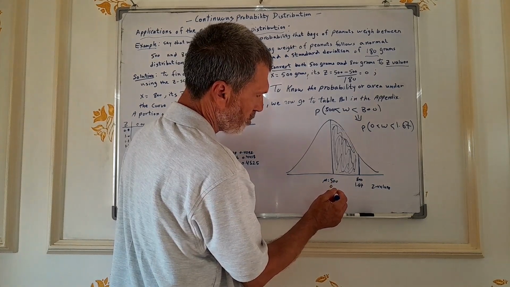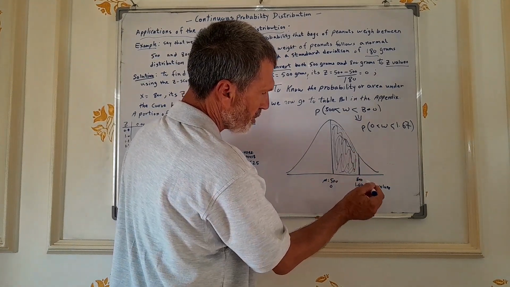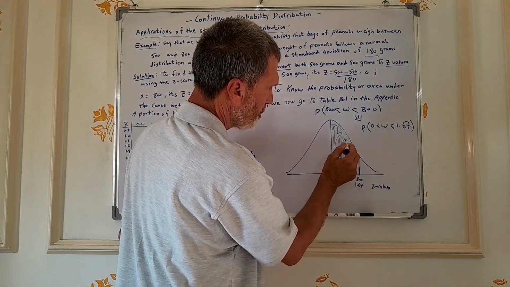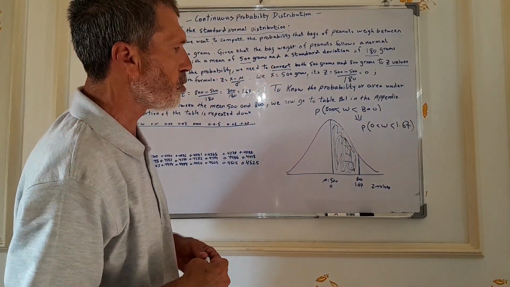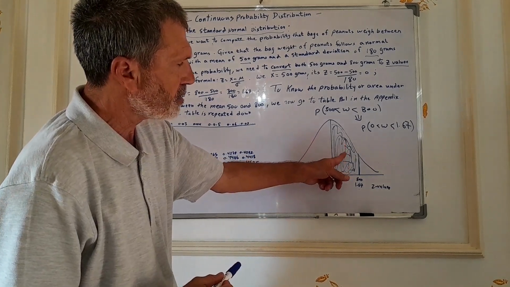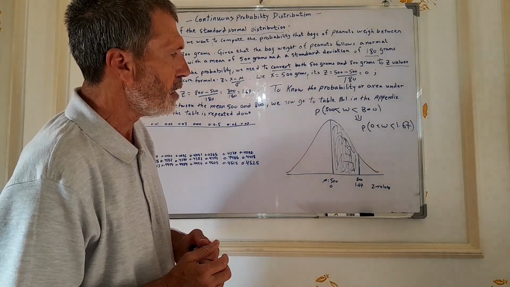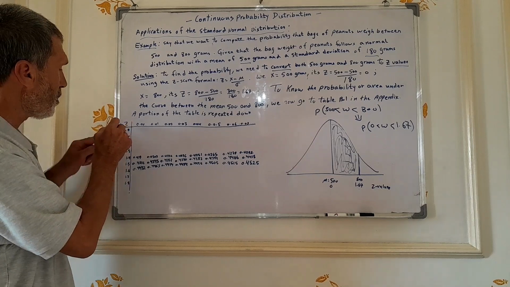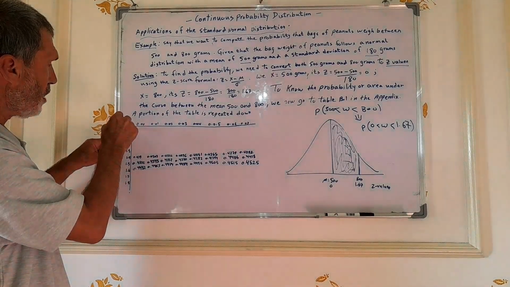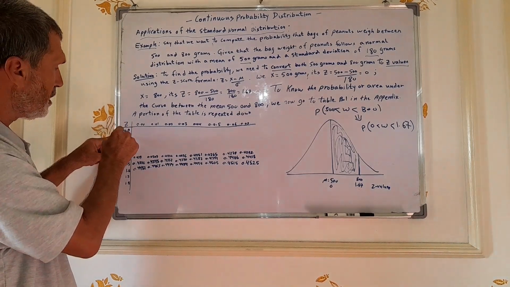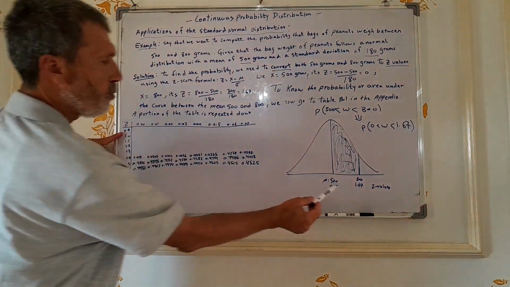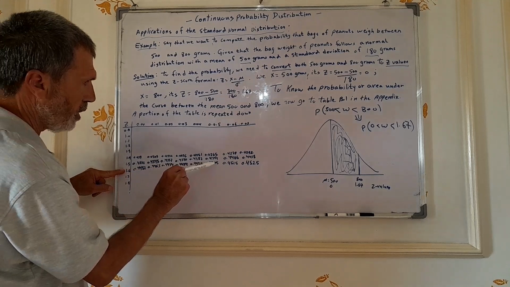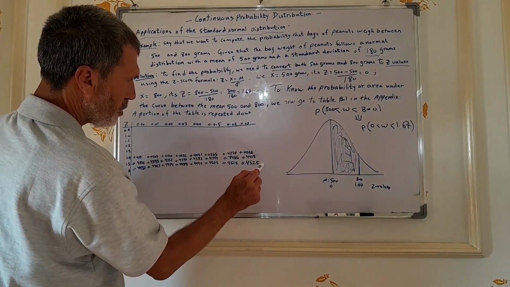When x equals 500, it is equivalent to z equals 0. When x equals 800, it's equivalent to z equals 1.67. This is the area, and we need to find the probability, which is the area underneath this portion of the standard normal curve. So we go down the column headed by z in the table, all the way to 1.6, and then we move horizontally to the right all the way to 0.07.